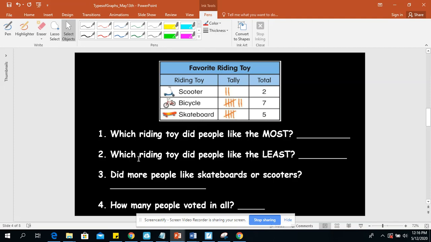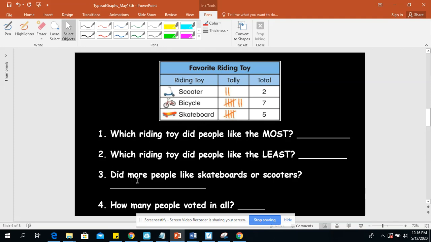Number 2, which riding toy did people like the least? So we need to look for the riding toy with the least, the smallest amount of votes. That would be the scooter. Only 2 people chose scooter as their favorite riding toy. So scooter is the toy that people like the least.